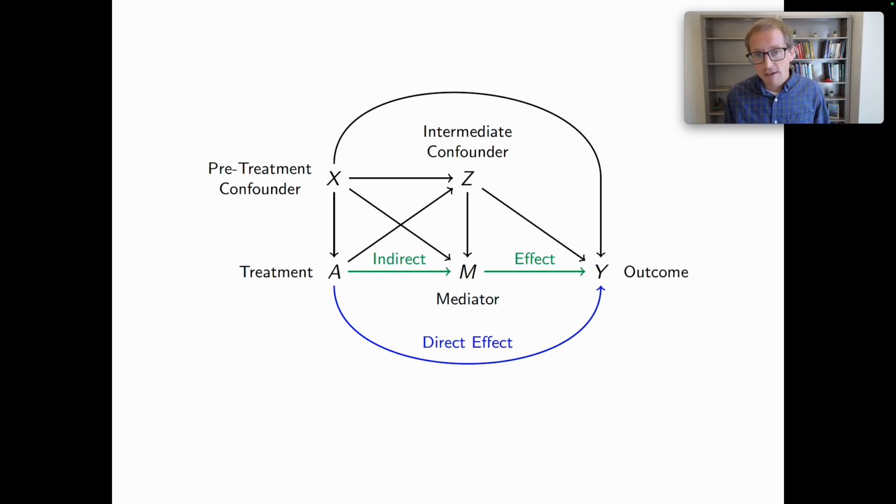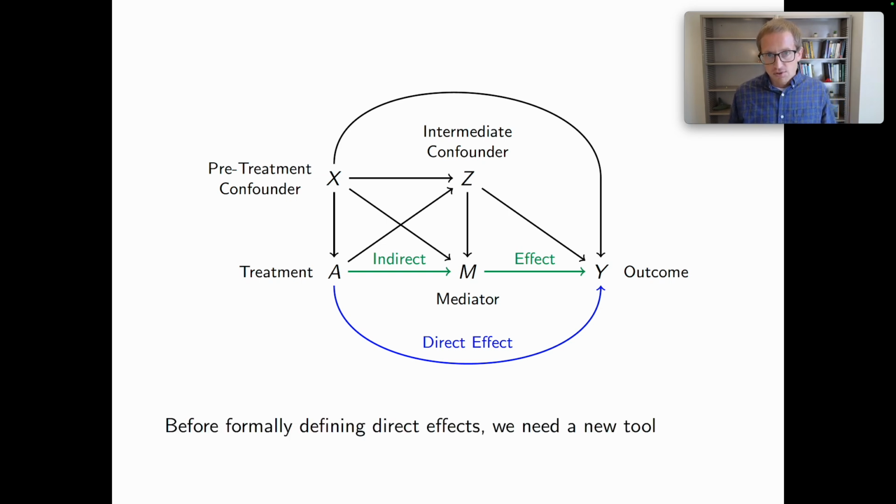But the intermediate confounder is a confounder of the effect of the mediator on the outcome. So here we're interested in how the value of the mediator M affects the outcome Y. And when looking at that causal effect, we might need to adjust for this intermediate confounder Z. Intermediate confounders are challenging because they are both part of the causal process by which the treatment affects the outcome, and they are confounders of the causal process in which the mediator affects the outcome. And we thus have to handle them carefully.